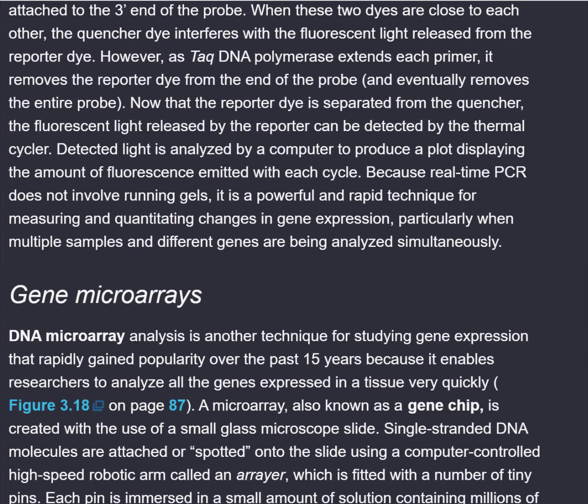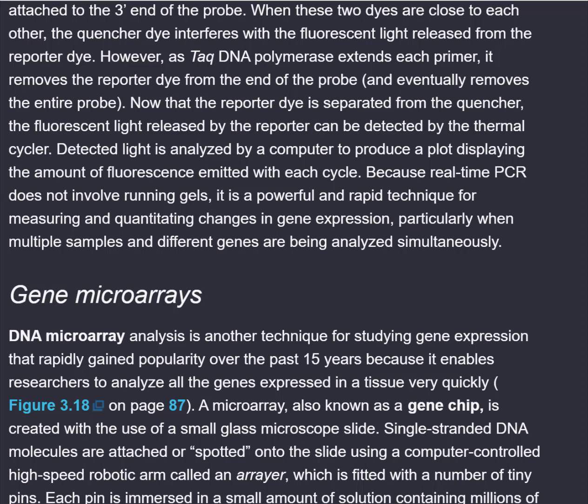Attached to the 3' end of the probe. When these two dyes are close to each other, the quencher dye interferes with the fluorescent light released from the reporter dye. However, as DNA polymerase extends each primer, it removes the reporter dye from the end of the probe, and eventually removes the entire probe.